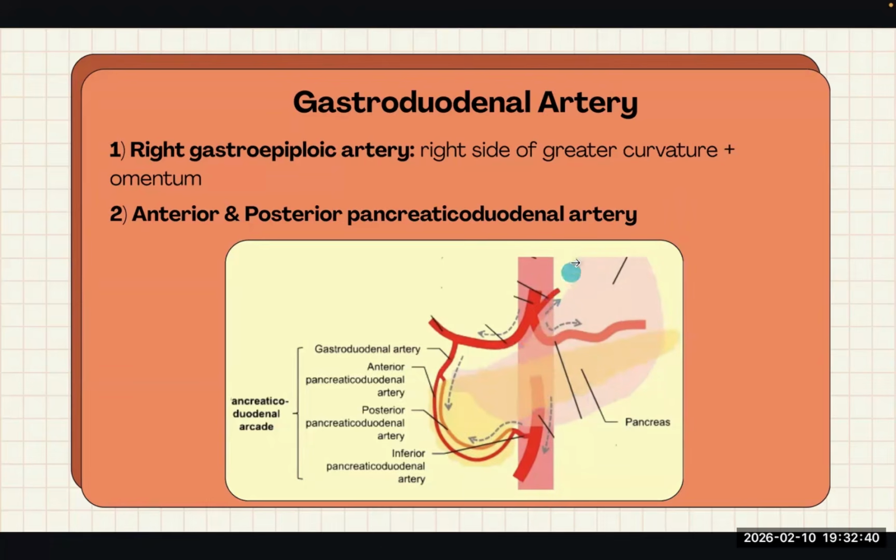So we're not talking about this guy anymore. We're talking about this guy over here, and the omentum. Here it does the same, but it supplies the right side of the greater curvature. So it makes sense: right supplying the right, and left supplying the left.